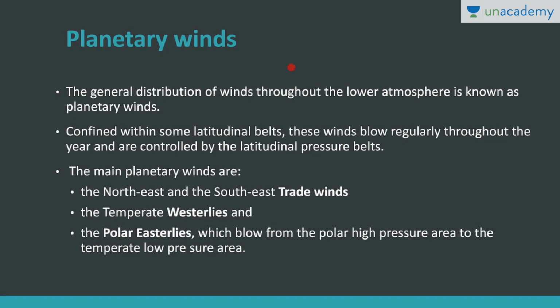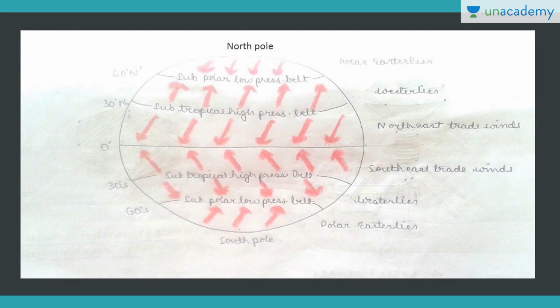Now, what are planetary winds? The general distribution of winds throughout the lower atmosphere is known as planetary winds, and they are confined within certain latitudinal belts, right? These winds blow regularly throughout the year and are controlled by latitudinal pressure belts. There are mainly three types of planetary winds. One is trade winds, that is northeast and southeast trade winds. The other is westerlies, and the third one is polar easterlies. You can see it here: these are the polar easterlies, then westerlies, and these are the northeast and southeast trade winds. And these are controlled by these different pressure belts.